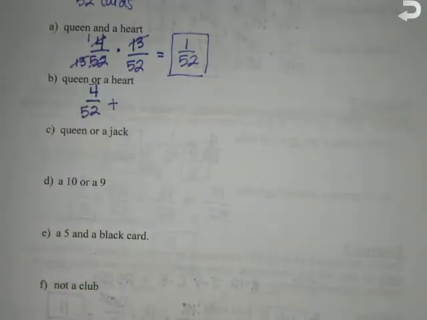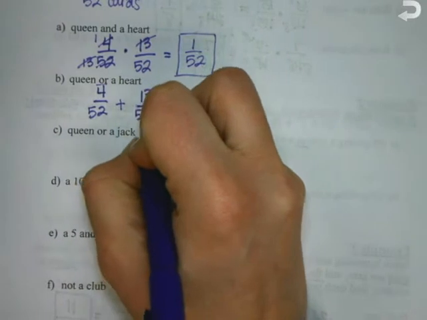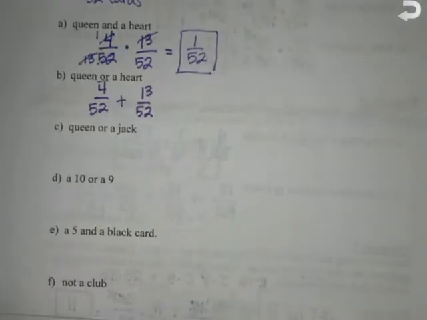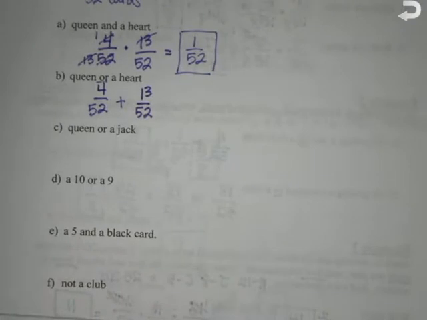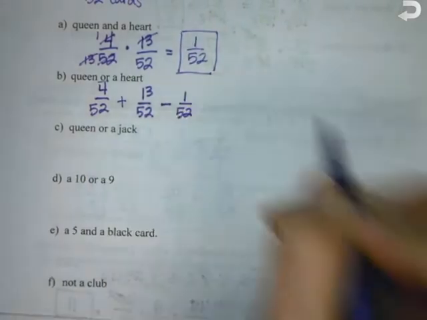And then what's the overlap there? What's the probability of drawing the queen of hearts? 1 out of 52. So we have to subtract 1 out of 52. If there's an overlap, you subtract. If there's an overlap, you have to subtract the probability of both of them happening.